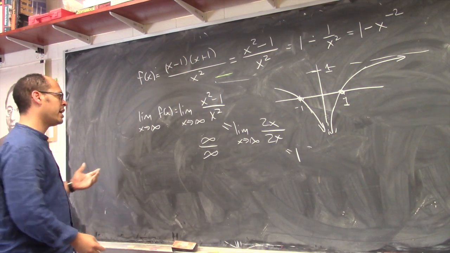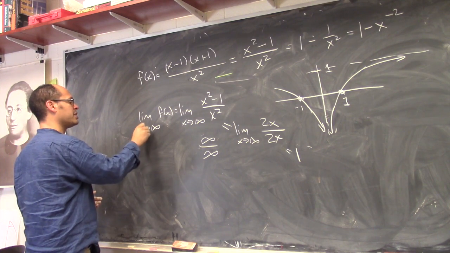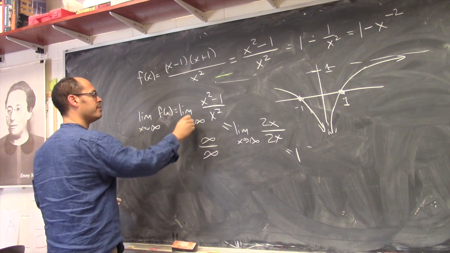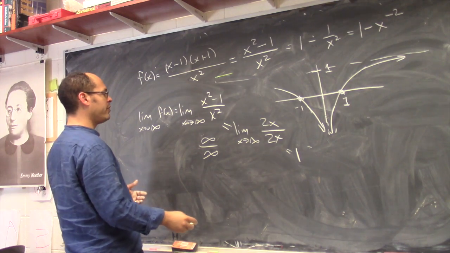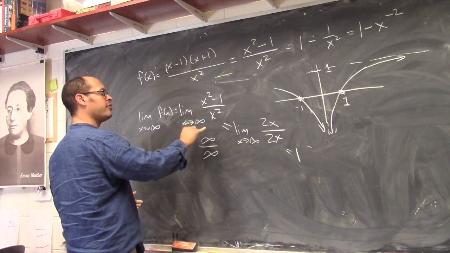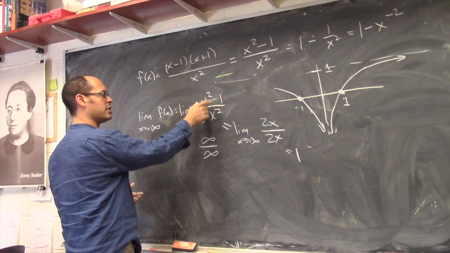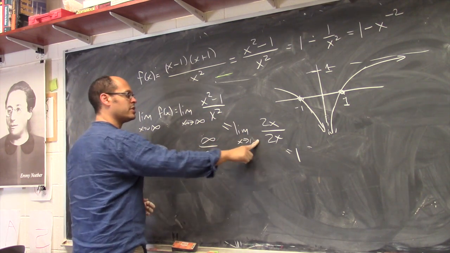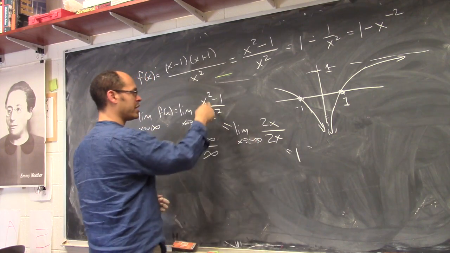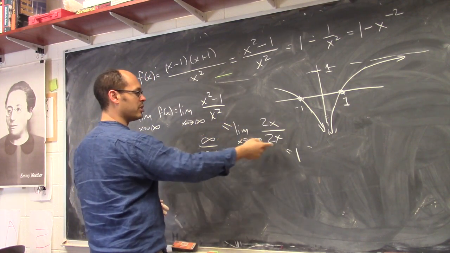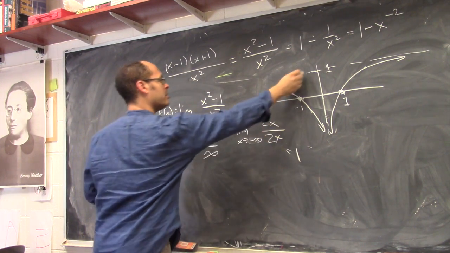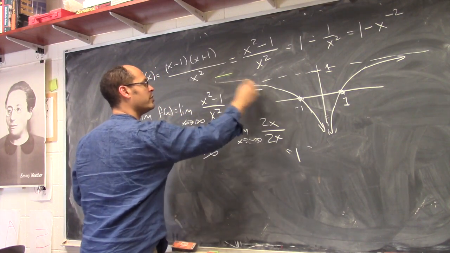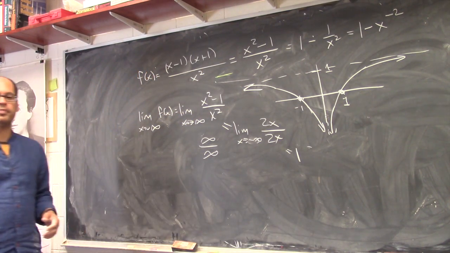But we could do the same analysis as x approaches minus infinity as well. And again, what we find is that, well, negative infinity, when you square it, is just some big, and again, infinity over infinity, you take the derivatives. Derivative of x squared minus 1 is 2x, derivative of x squared is 2x. The limit is 1 again, and on the left, we get that picture as well.